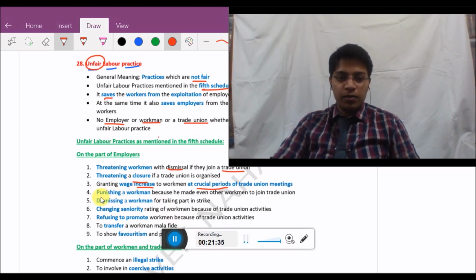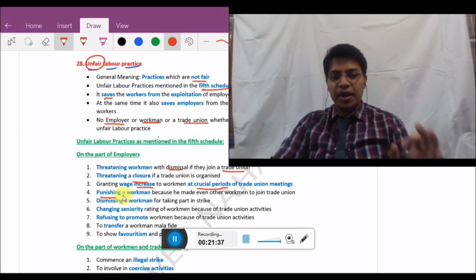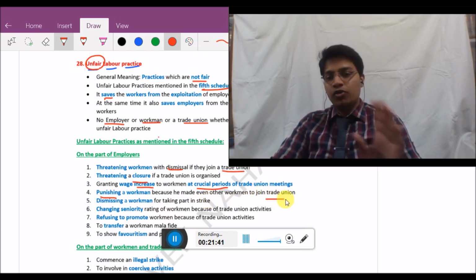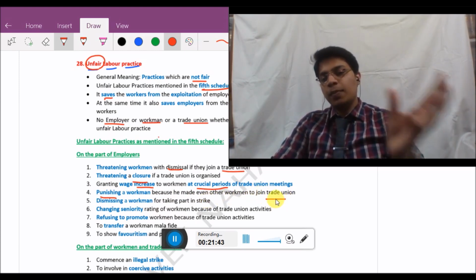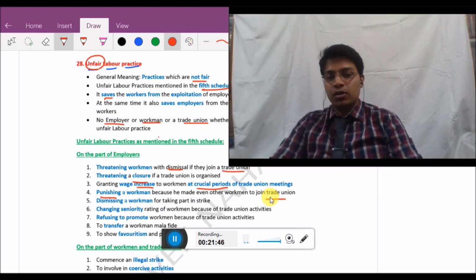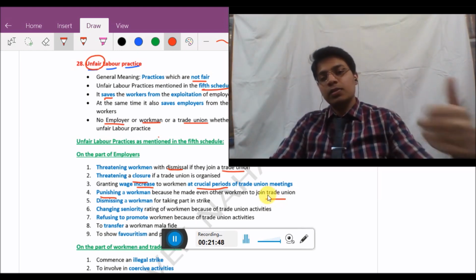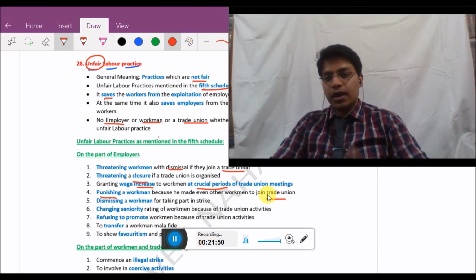Punishing a workman because he made other workmen join the trade union. A workman is there, he made other workmen also join the trade union. So what the employer does is dismiss this workman. This is unfair labor practice.